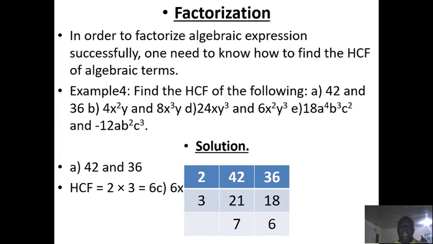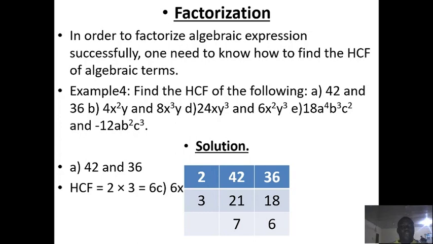In the next step, 2 cannot divide 21, but 2 can divide 18. But I said you can only use prime factors that can divide through. So now 3 can divide 21, and also 3 can divide 18. When 3 divides 21, I have 7, and when 3 divides 18, I have 6. So the HCF of these items becomes what? 2.